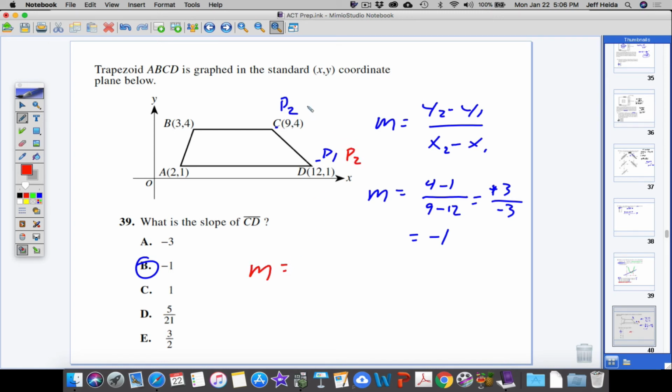Now, in red, just to show that it doesn't matter whether you pick P1 or P2, we'll call that P2 in red. That's P1 in red. So now it's 1 minus 4 over 12 minus 9. 1 minus 4 is negative 3. 12 minus 9 is 3. Negative 1. So you get negative 1 no matter which point you choose as 1 or 2. And the way the equation works, it doesn't matter which point you choose as P1 or P2. Pick one, go with it, and don't lose a negative sign.